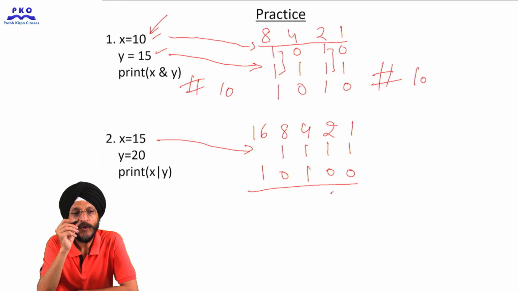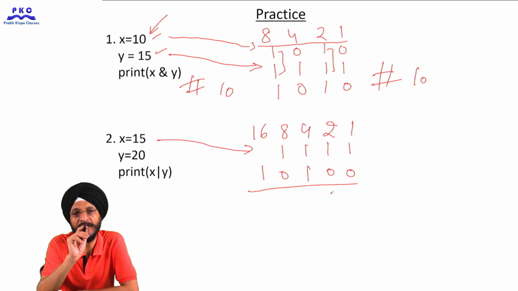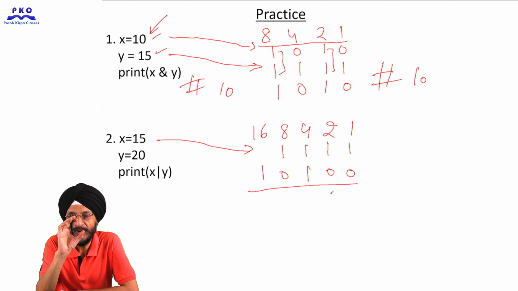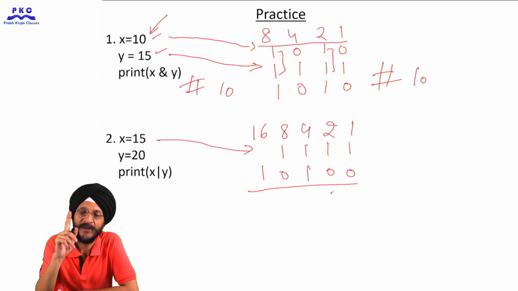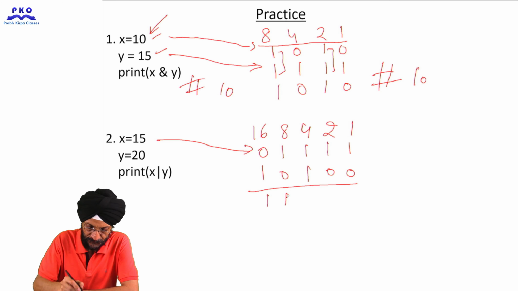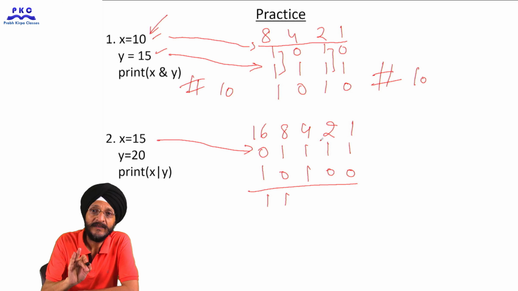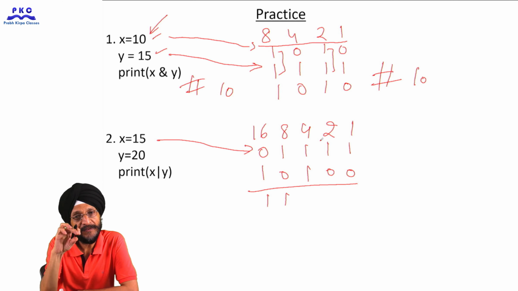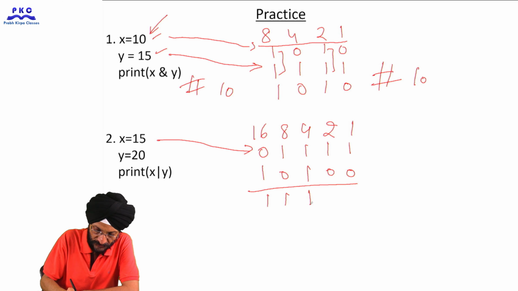Now the bitwise OR operator returns 1 if at least one of the bits is 1. So here, what is the position? Here 1 is there in at least one. Here it is also 1. Here both the bits are 1. The condition is that if at least one bit is 1, the result is 1. So here 1, here one of the bits is 1, here one of the bits is 1.